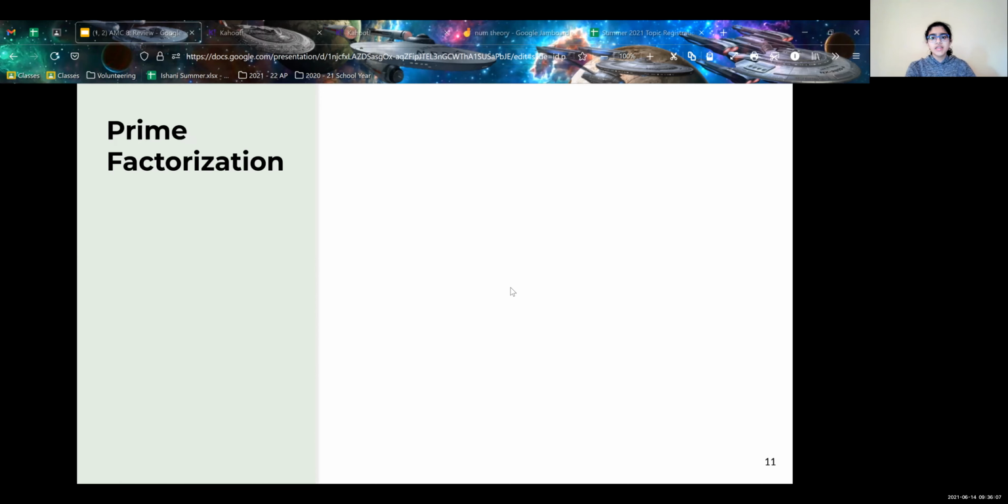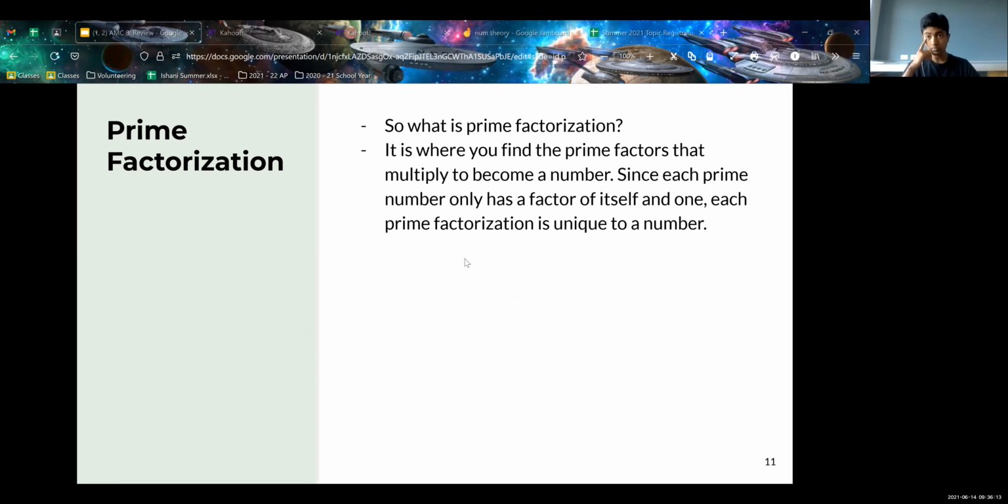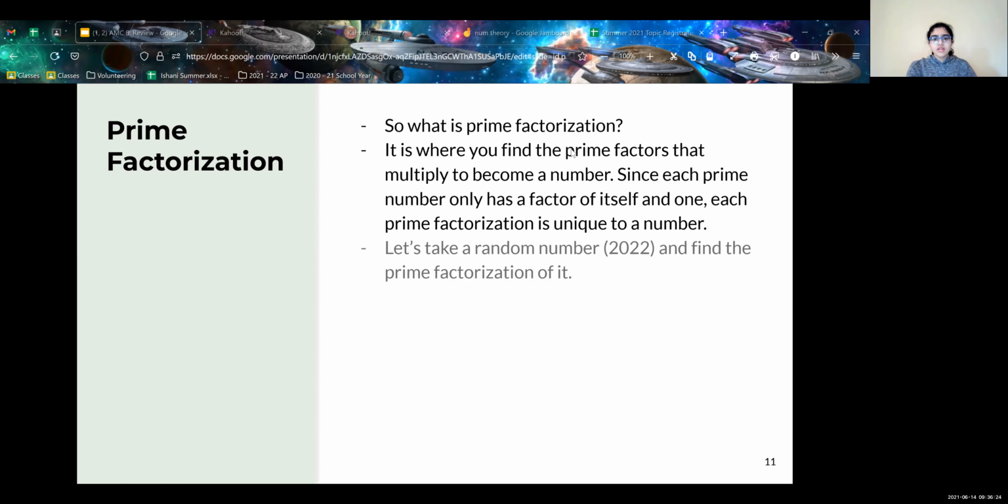Okay, so now we will be talking about prime factorization. So what exactly is prime factorization? It's where you find the prime factors that multiply to become a number. And since each prime number has only factors of itself and 1, each prime factorization is unique to a number. So let's take a random number, 2022, and find the prime factorization of it.